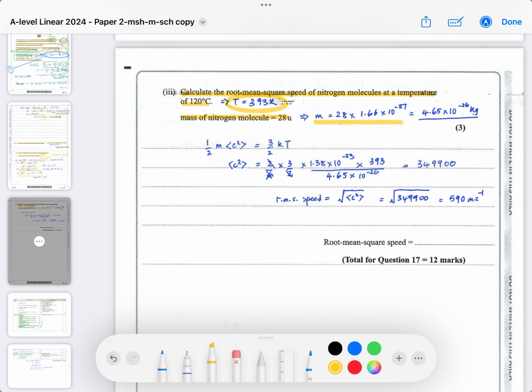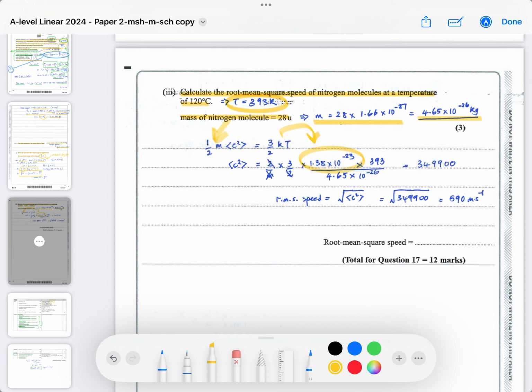So you just multiply by 28. You get the mass in powers of 10 to the minus 26 kilograms. So we know the mass of the molecule to put into here must be in kilograms, yes. And once you do that, the only unknown will then be c squared, because k is given to us in the data sheet. There's k, and you can see that on your data sheet.